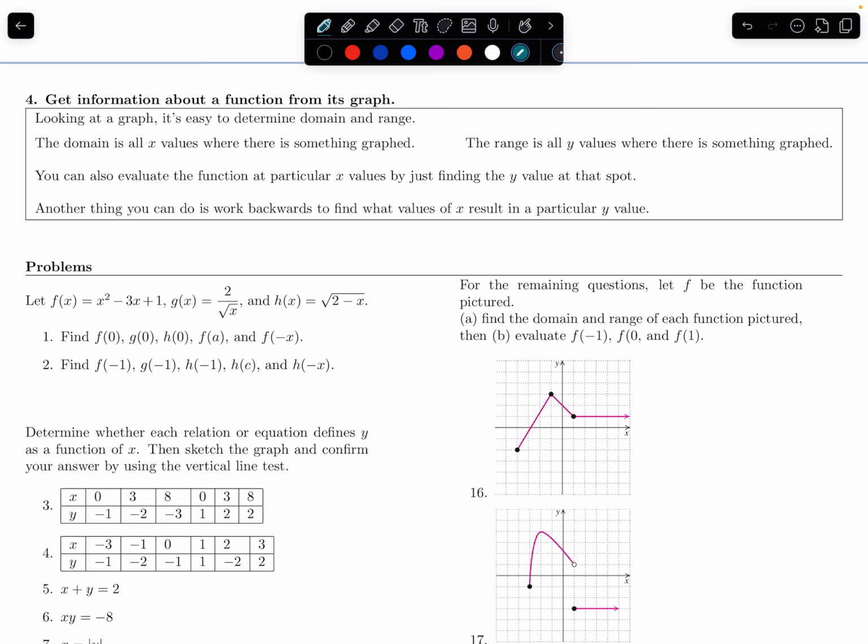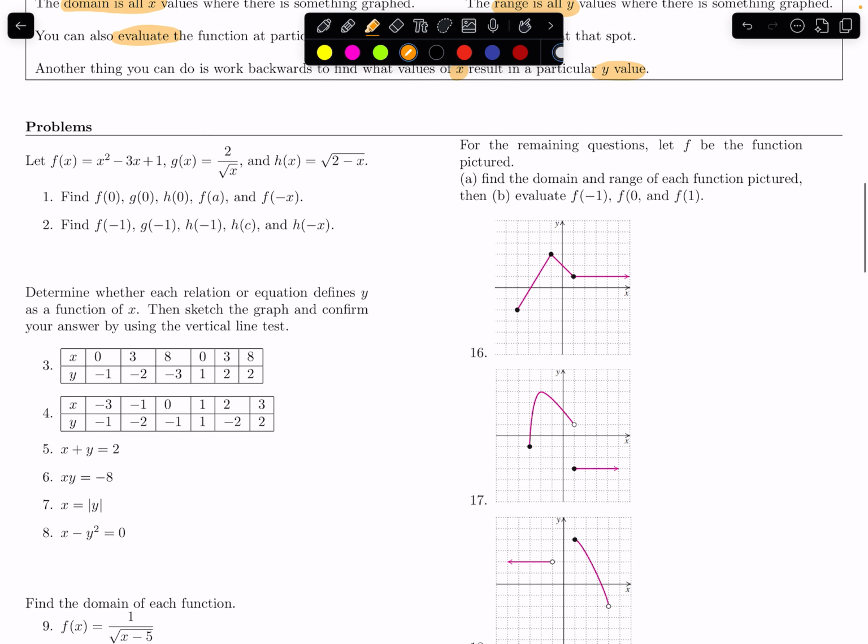Last video for section 1.4. We're doing the last topic, which is getting information about a function from its graph. That's kind of general, but we're going to be a little more specific. What kind of information are we looking for? We're looking for specifically the domain, the range, and then we can also evaluate particular numbers, or we can work backwards to find out what is an x value that matches a particular y value. So those are the four things. Domain and range, pretty easy actually.